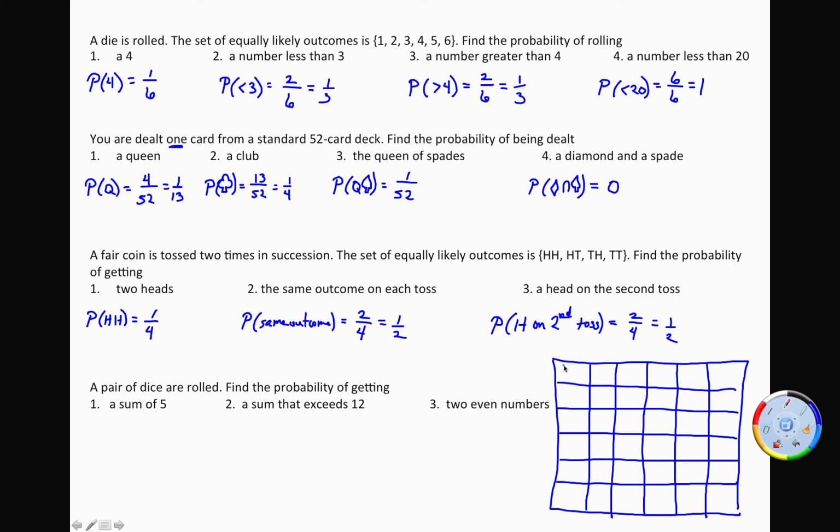Let's look at what those look like. Okay, so both dice could have a 1 on it. And then the first one could have a 1 and the second one a 2, or a 1 and a 3, or a 1 and a 4, a 1 and a 5, a 1 and a 6. That's every combination where the first die has a 1. Then we could do the same thing where the first die is a 2, and the second one could be a 1, a 2, a 3, all the way down to a 6.